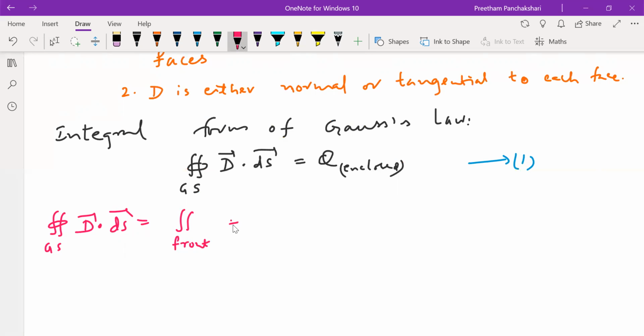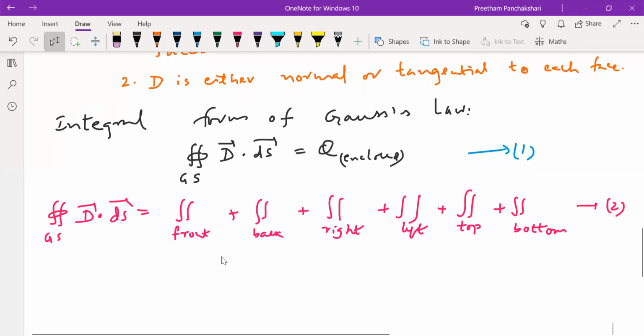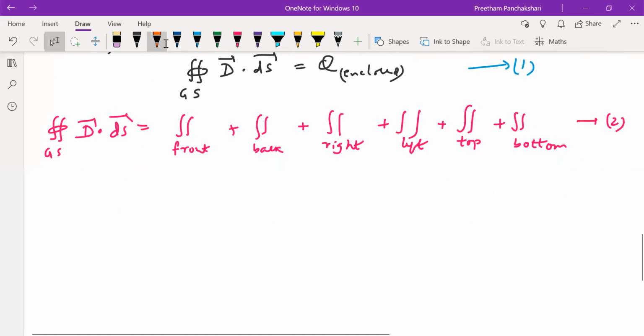Let us give names for them also. One is front face. Similarly, another one will be back face of the rectangular box, the right face, the left one, integration over top face and integration over bottom face. Let me declare this as equation number 2. We have 6 integrals over rectangular planes which put together will give us the closed surface. We shall consider each of these 6 integrals separately.